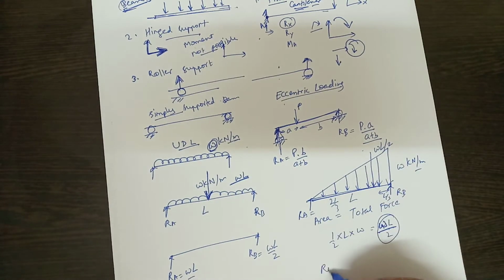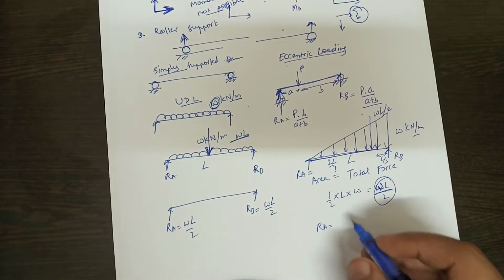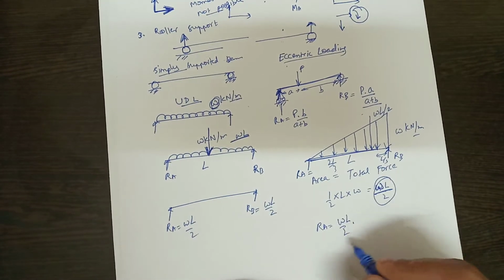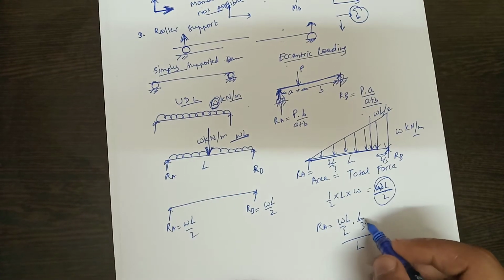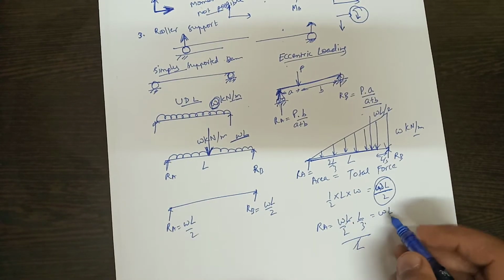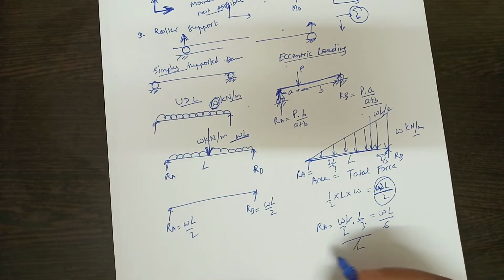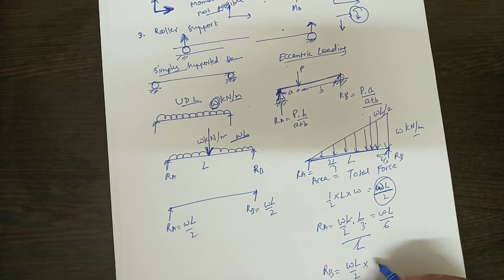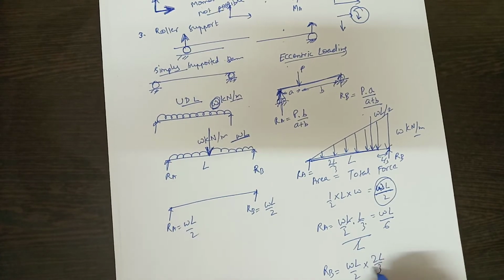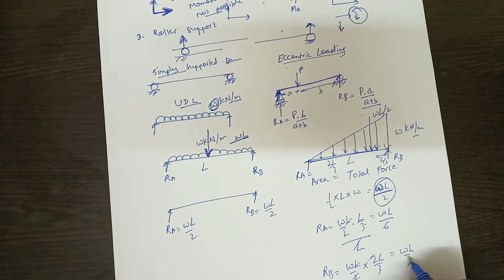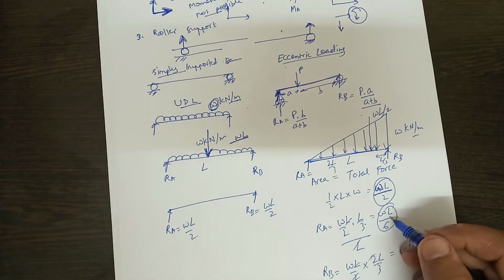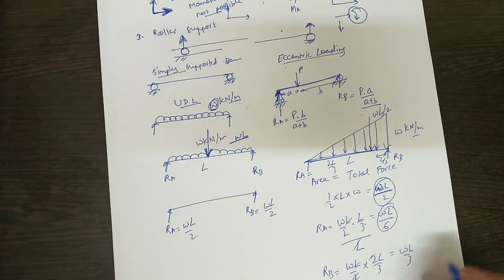So RA is, as I told you in the previous example, force into distance from that end, that is L by 3 upon total length L. So L and L cancel, it comes out to be WL by 6. So RA will be WL by 6. RB will be force into distance from the other support, 2L by 3 upon total length. This will be WL by 3. So we have got the reactions now. RA will be WL by 6, RB will be WL by 3.